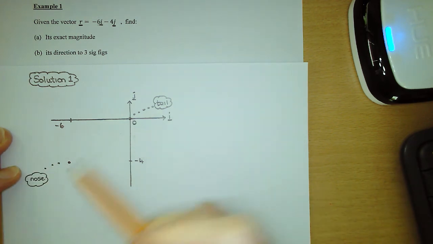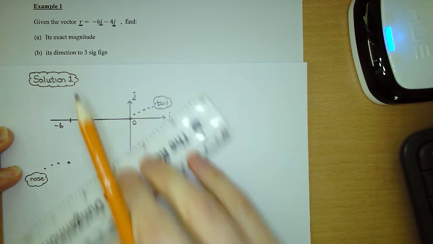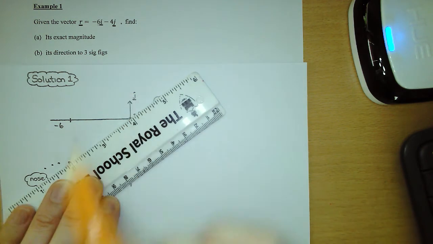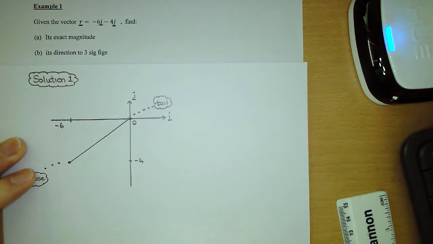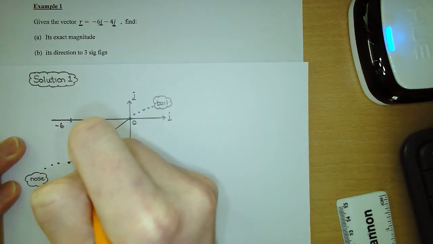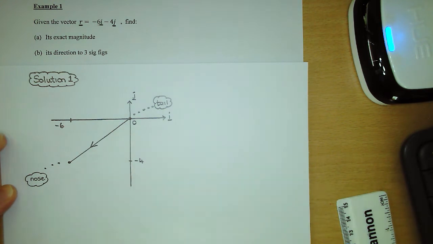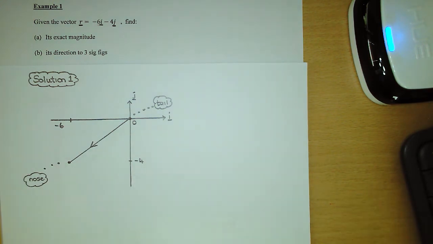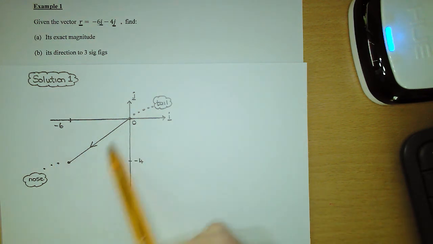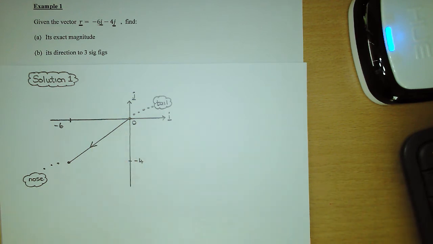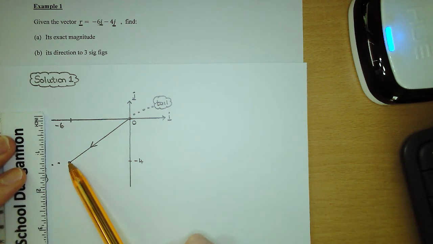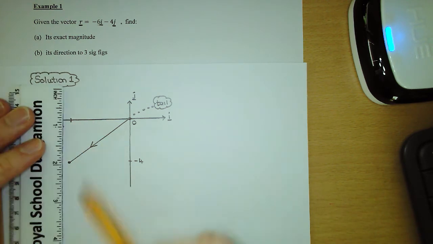So once we've got the tail and the nose plotted, we then join them with a straight line, and that is going to be the actual vector. We must put an arrow on the vector, and the arrow always points at the nose. So we've now sketched the vector. What we now do to help us answer part A and B is we form a right-angled triangle such that the horizontal axis and the vector itself are 2 of the 3 sides. So we're going to draw the third side here, and the third side is going to connect the nose to the horizontal axis.